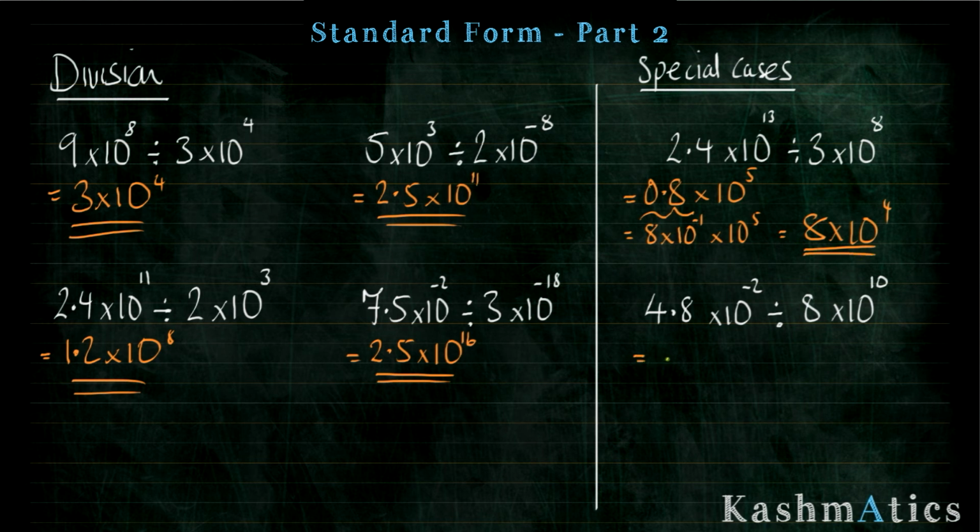And the last one, 4.8 divided by 8 is 0.6 times by 10 to the power. Now let's have a look here. Minus 2 take away 10 is minus 12. Right, now I need to adjust this first bit. So that's 6 times 10 to the power minus 1 multiplied by 10 to the power minus 12, leaving me with 6 times by 10 to the power. Now let's have a look. Minus 1 and minus 12 gives me minus 13.